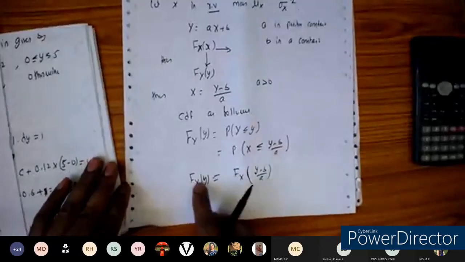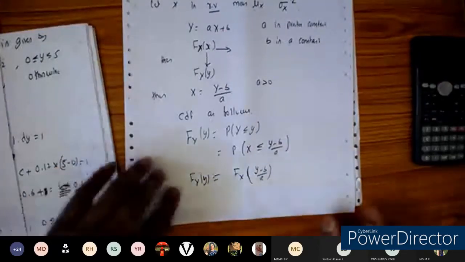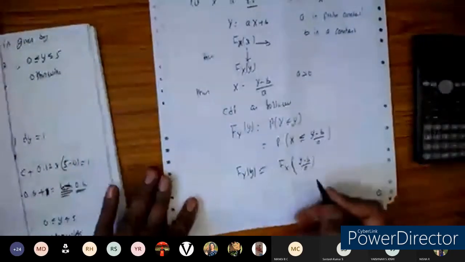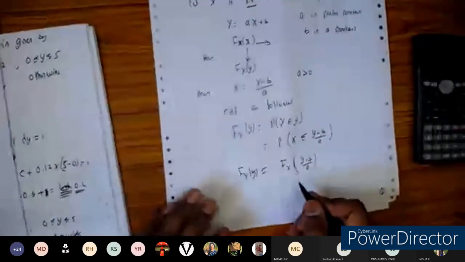The PDF can be obtained by differentiating the CDF. We know that the PDF can be obtained by differentiating the CDF here. So let us do that. Okay, so taking next place. And also this concept is based on the conservation of probabilities.